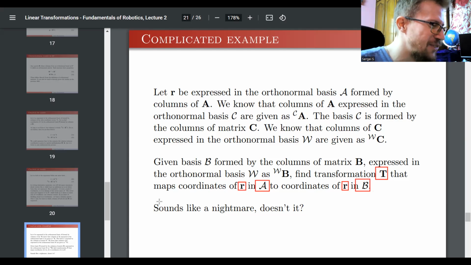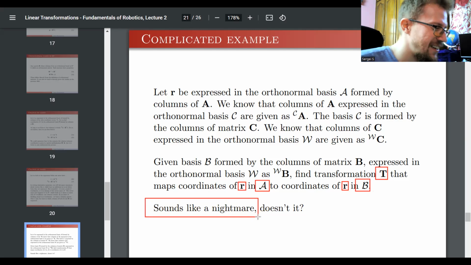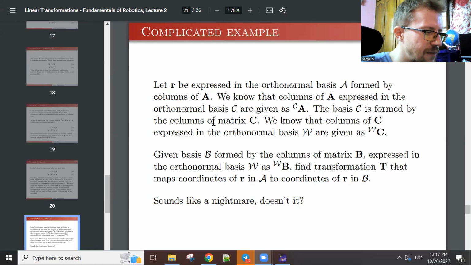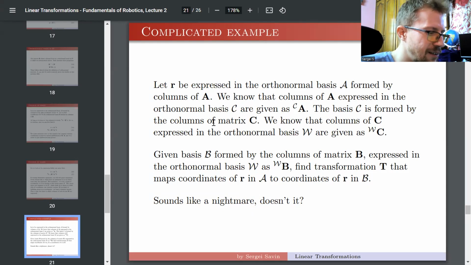If the previous one was a headache, I hope this is a nightmare. I was just trying to motivate why we need to think about abstract vectors, why we cannot do this just head on, like run through the wall kind of thing. Okay, let me show you how it's solved.